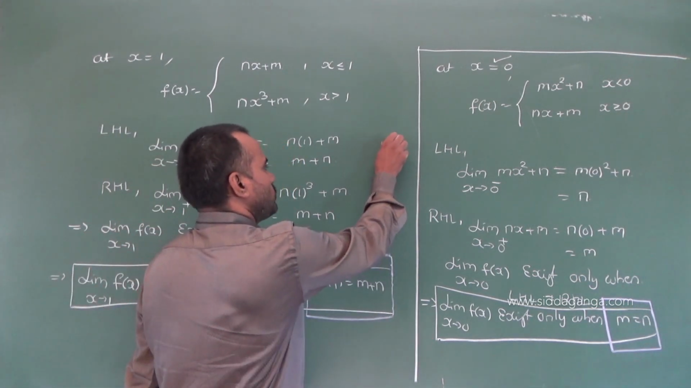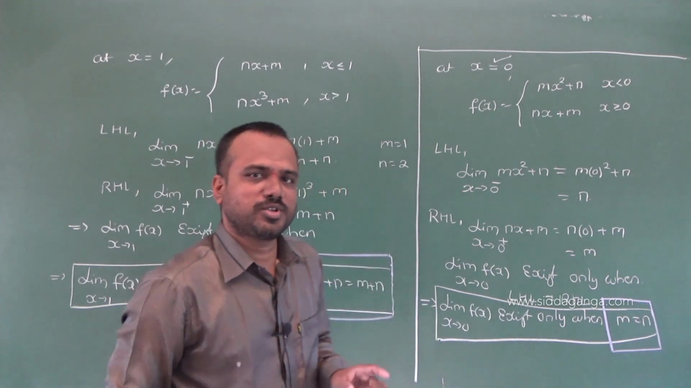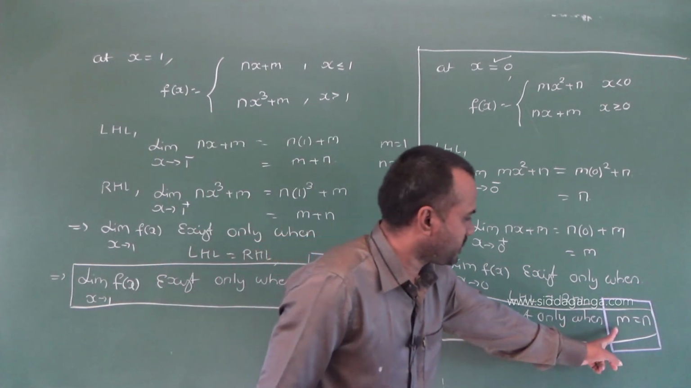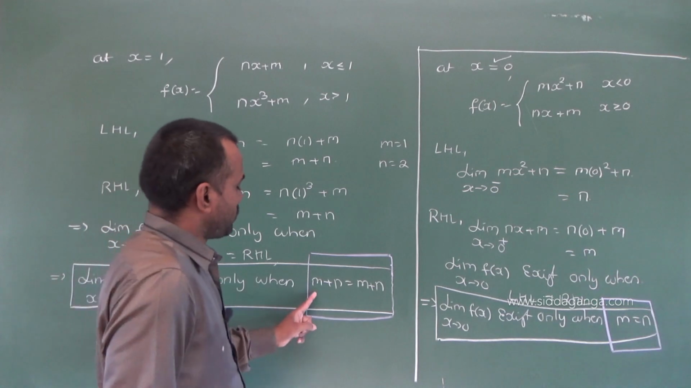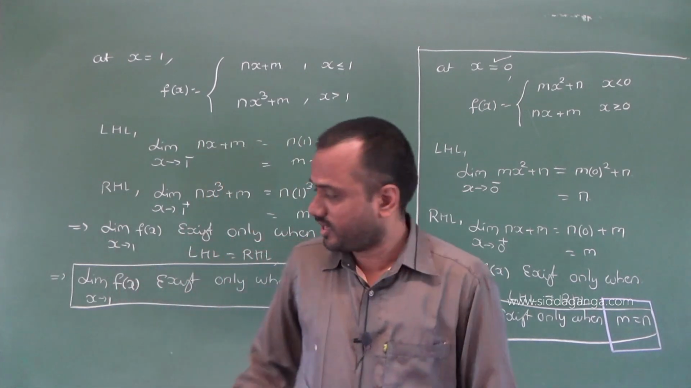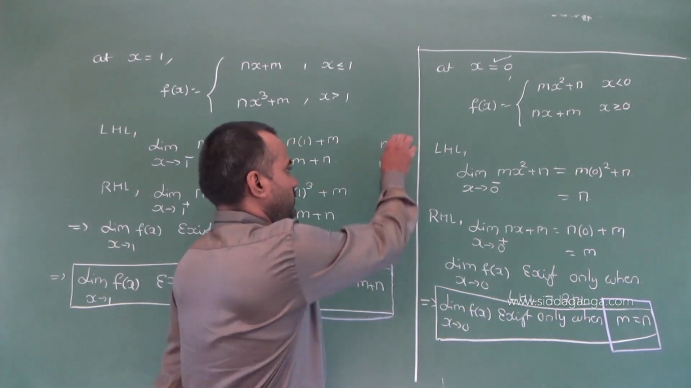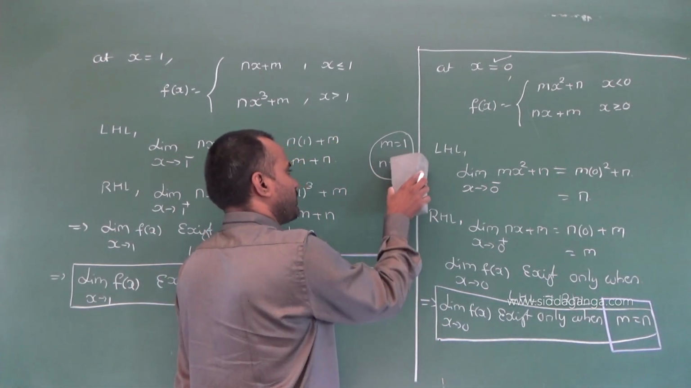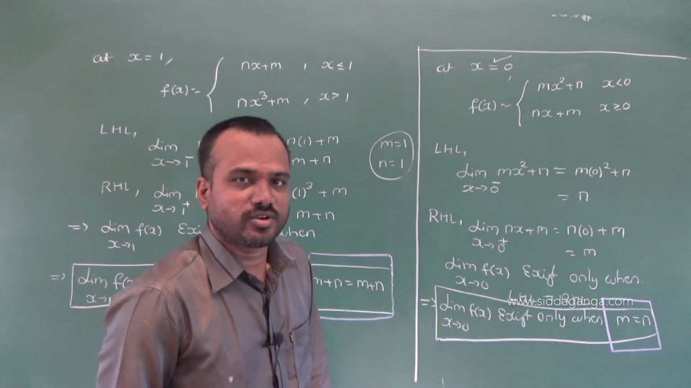Suppose I take m is equal to 1, n is equal to 2. Does the limit as x tends to 0 of f of x exist? No, 1 is not equal to 2, so it does not exist. Does the limit as x tends to 1 of f of x exist? Yes, 1 plus 2 is 3. So the limit as x tends to 1 exists, but the limit as x tends to 0 does not exist for m is equal to 1, n is equal to 2. Suppose I take both the values as 1 and 1, m is equal to n is equal to 1.